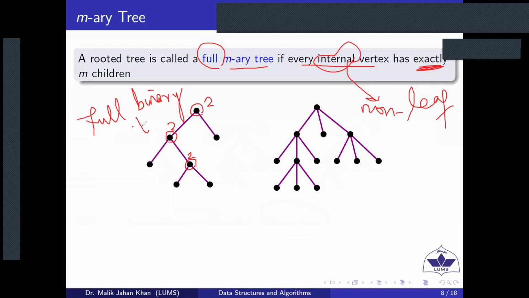And if you look at the tree on the right side, let's first highlight the vertices which are internal vertices. This is an internal vertex. This is an internal vertex. This is an internal vertex. This is another internal vertex. The rest of the vertices are child nodes. If you look at the number of child nodes of all these green highlighted vertices, they are 3, 3, 3, and 3. So that means that this is a full m-ary tree with m equal to 3.